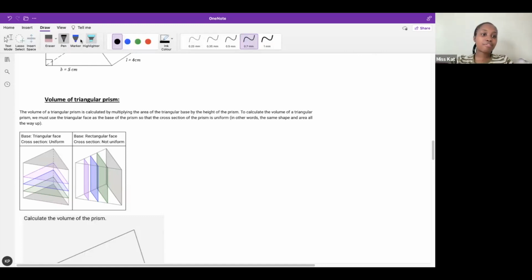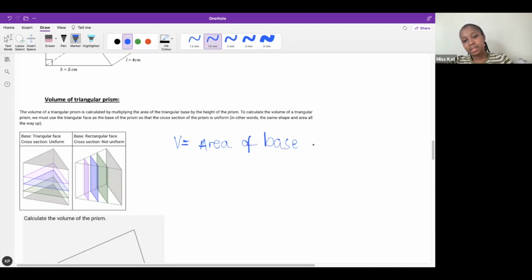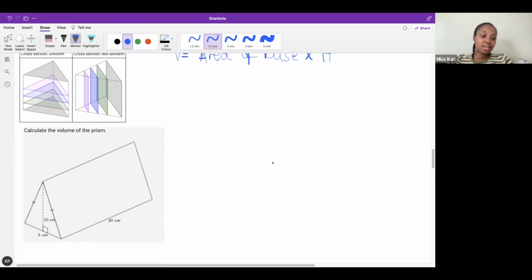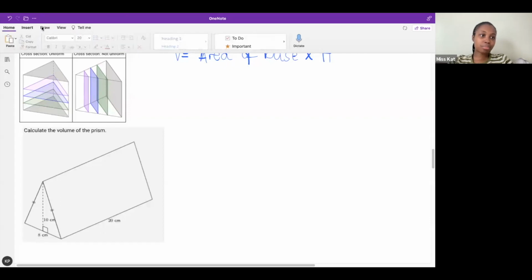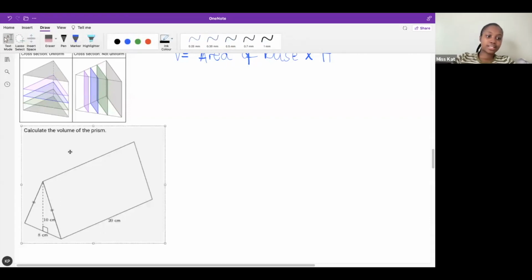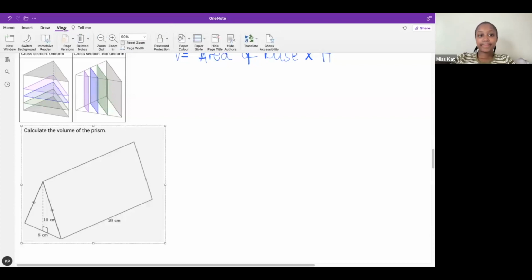So the formula for volume actually doesn't change. Okay, volume is usually the area of your base times the big height. So this is what I'm talking about, okay? Area of my base. So I was hoping I can rotate this shape to show you guys a little bit easier. Can I rotate this shape? Nope. Never mind.